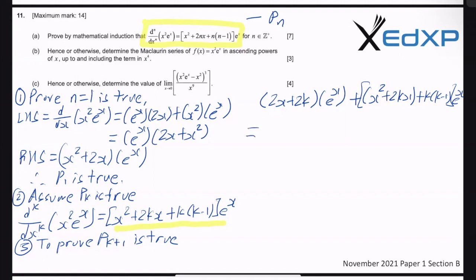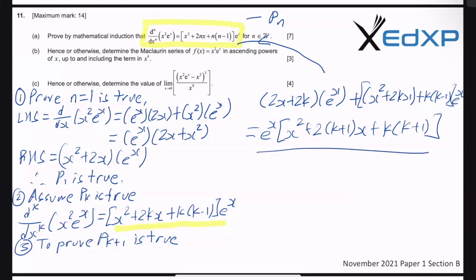I want to show that this is the same as the right-hand side when n is k plus 1. If I do some rearranging, I can factorize out e^x, and I get x squared plus 2k plus 1 x plus x, plus k times k plus 1. We can see over here that this statement looks exactly like the statement when n is k plus 1. Therefore P(k+1) is true.